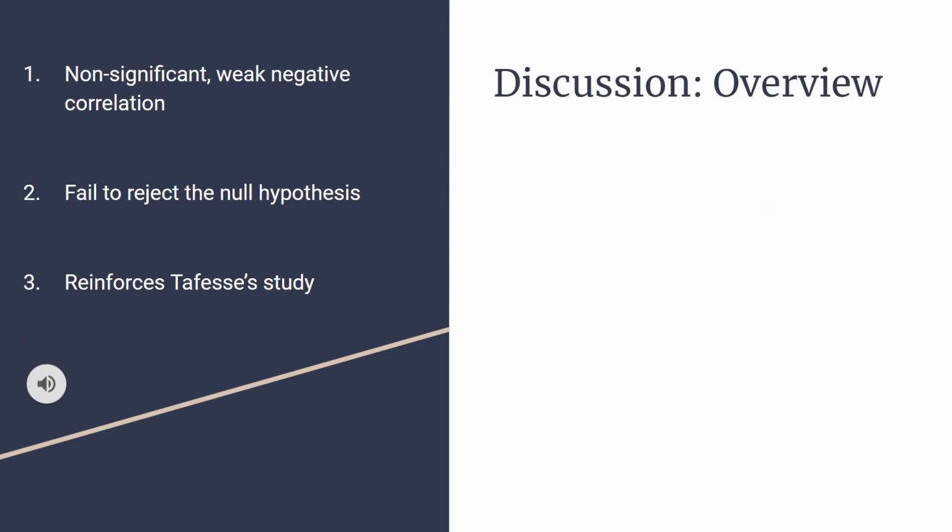With the results showing a non-significant, weak negative correlation, this means that as one of the variables goes up, the other one decreases at a slight rate. This also means that we would fail to reject our null hypothesis in our study.